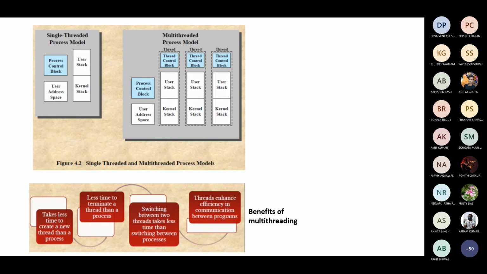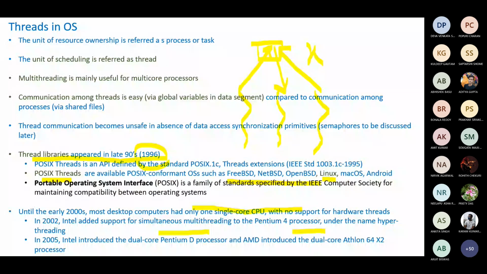So threads in operating systems. The unit of resource ownership is referred to as a process or task, and the unit of scheduling is referred to as a thread. Do you agree with this? When you say resource allocation, it is done with respect to a process, from one process to another. But whenever you say scheduling, what needs to be scheduled? A particular thread within a process needs to be scheduled.